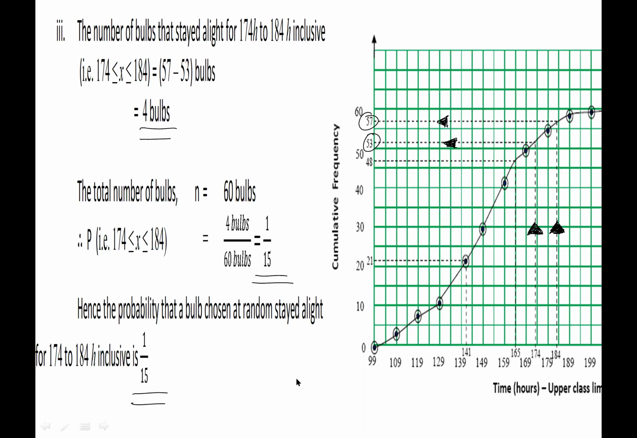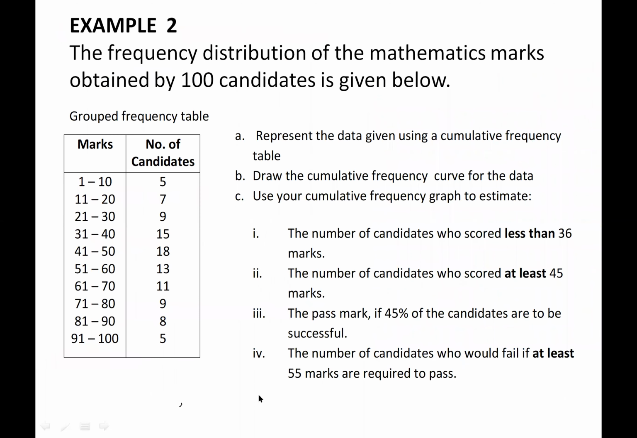So this was a good question to go over because it covered so many different things that you need to be aware of. Let's continue and go down now to another type. That type was the one where we use the upper class limits on the x-axis. Let's look at one where we use the upper class boundaries on the x-axis, right?